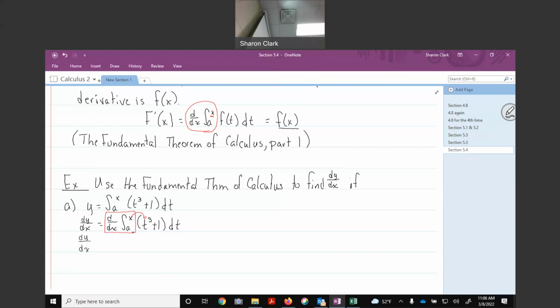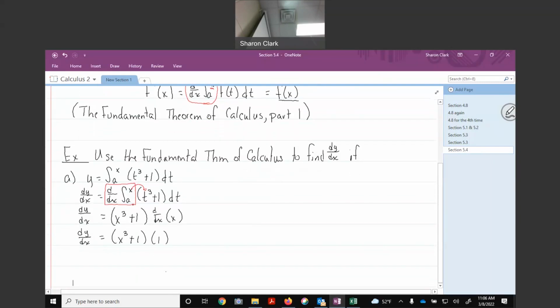So what it does is it gives us back what we have, except we're putting in that x. So it's going to be x cubed plus 1. But then we have to multiply that by the derivative of what we're plugging in. So dy/dx equals x cubed plus 1 times 1. So dy/dx equals x cubed plus 1.